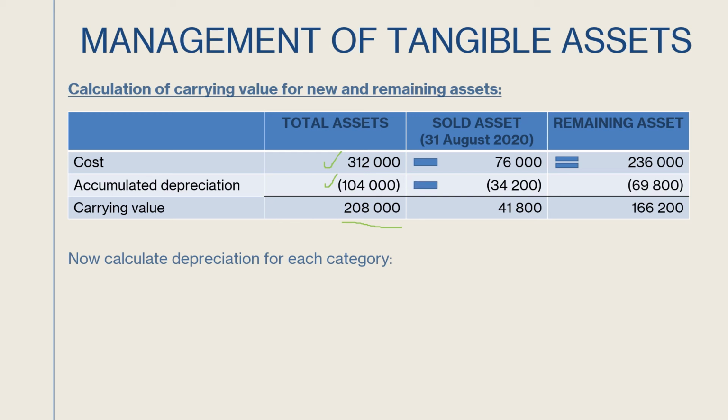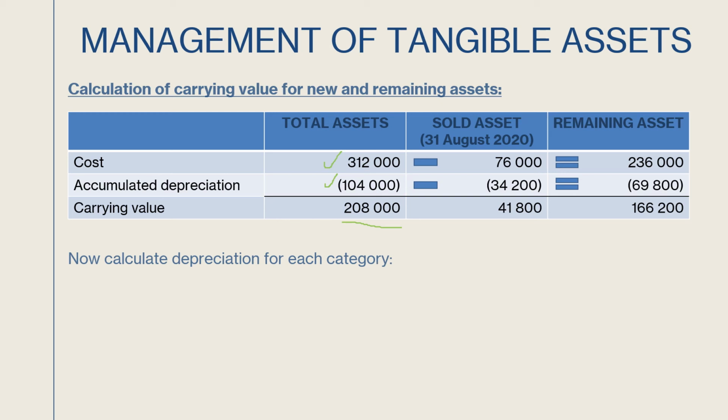We do the same thing for the accumulated depreciation. We take the accumulated depreciation at the beginning of the year that they gave us, minus the accumulated depreciation on the asset that we sold, which they told us was 34,200. So we take the balance for all the vehicles minus the accumulated depreciation for the vehicle that we sold, and that tells us the accumulated depreciation on the vehicles that we still have left, the ones that we didn't sell.